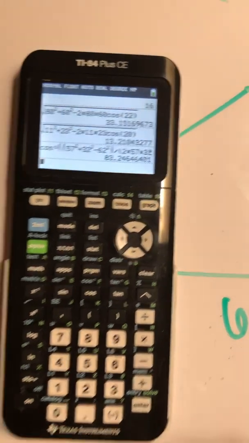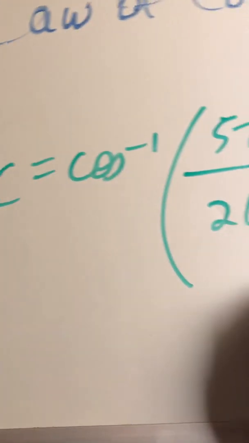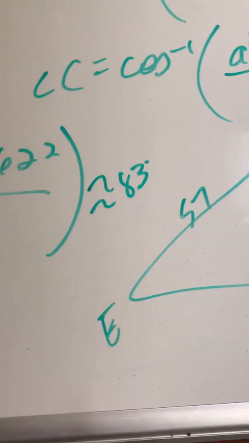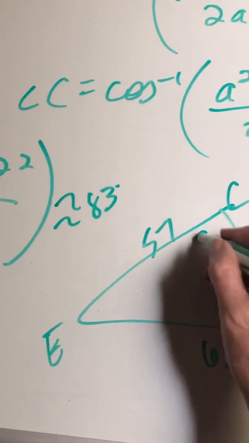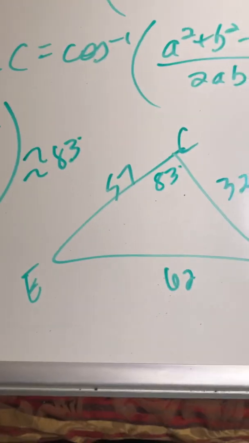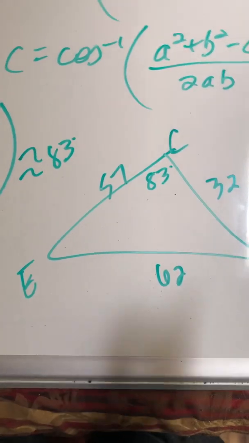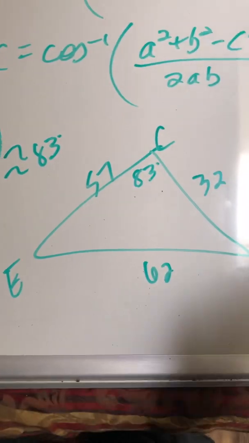And then you get 83. So angle C is about 83 because I want them rounded to the nearest whole number. Do you hear that? I want them rounded to the nearest whole number. I think the book sometimes says nearest tenth, I don't want that. I want them rounded to the nearest whole number, so make sure you do what I ask you to do.